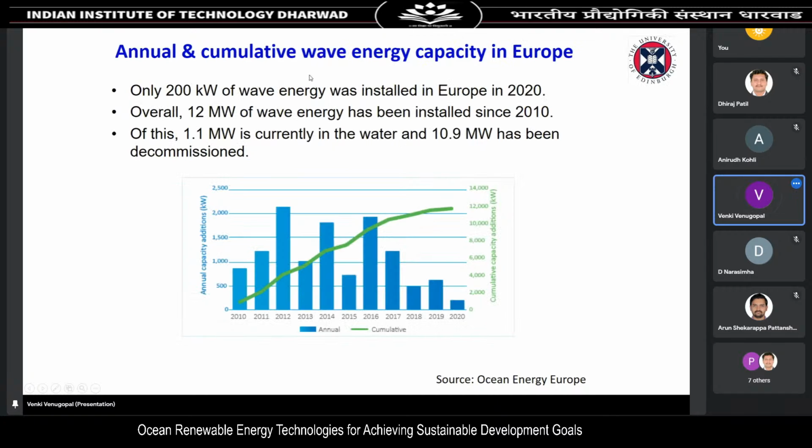If you look at the annual and cumulative wave energy capacity in Europe, in the year 2020 alone, 200 kilowatt of wave energy was added. Overall, 12 megawatt of wave energy has been installed since 2010, and 1.1 megawatt is currently in water. 10.9 megawatt has been decommissioned as it completed its testing stage. And again, you could see a drop in 2019, 2020, and we know the reason clearly.